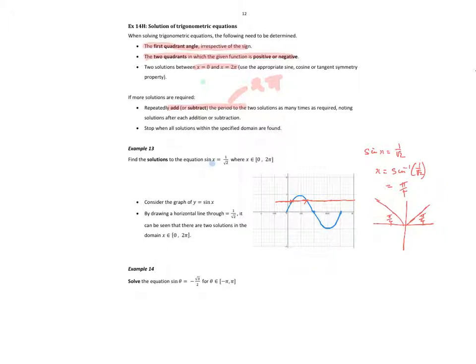Then, starting at 0, I find my first two solutions. There's my angle x, so x is equal to pi on 4. If I go all the way around to pi and then double back a fraction, it's pi minus pi on 4. So the solutions are given by pi on 4 and 3 pi on 4.